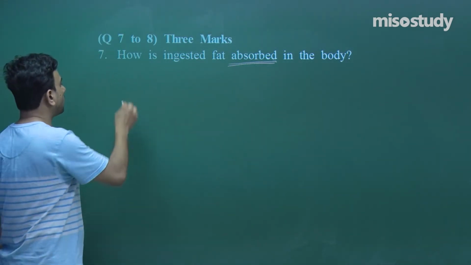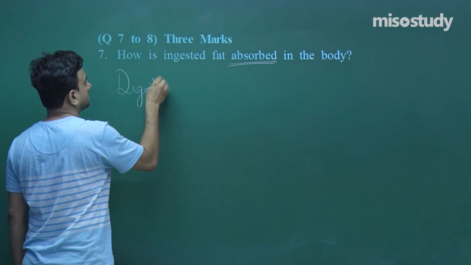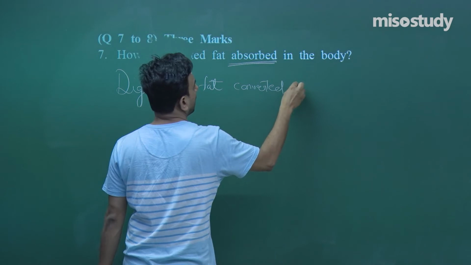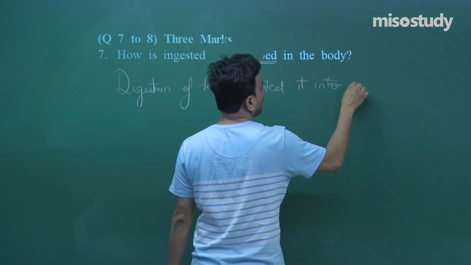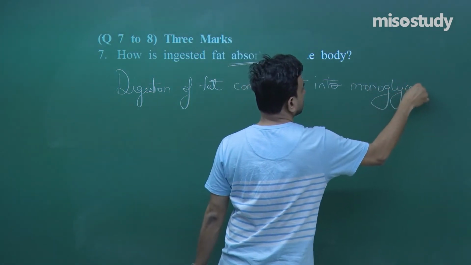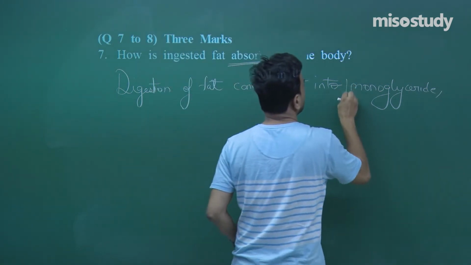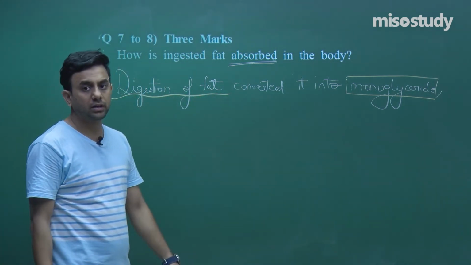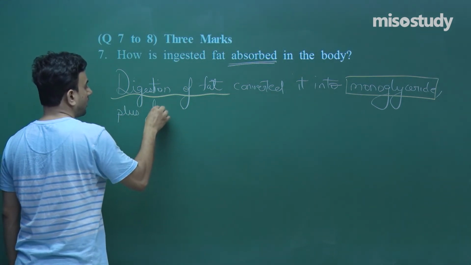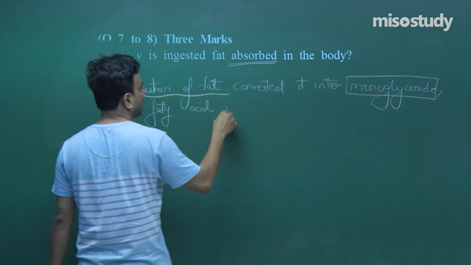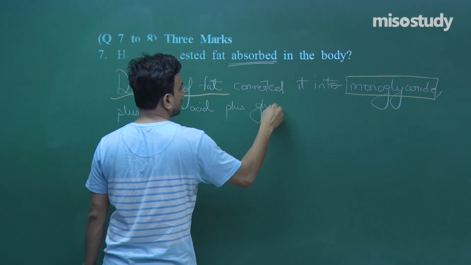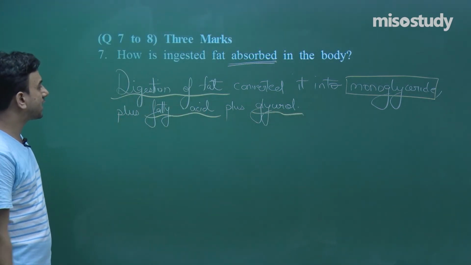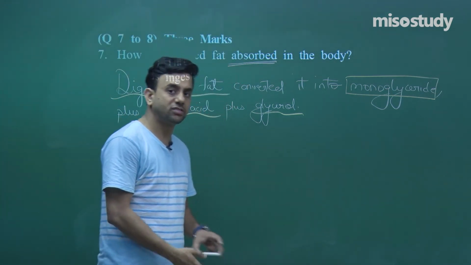The conversion or the breaking down, digestion of fat, converted it into monoglyceride plus fatty acid plus glycerol. So, the digestion of fat converted it into monoglyceride plus fatty acid plus the glycerol. Okay.